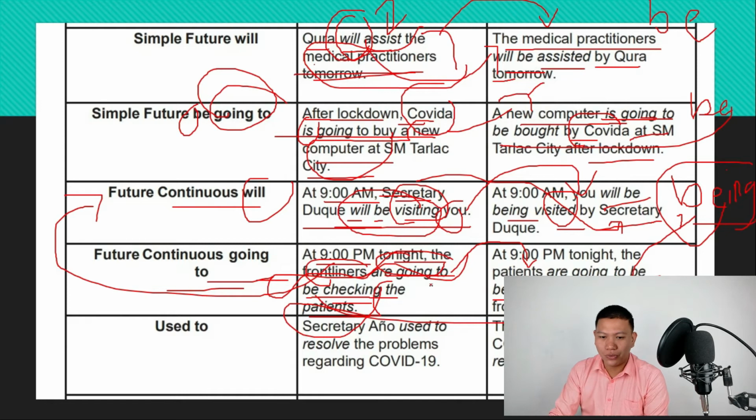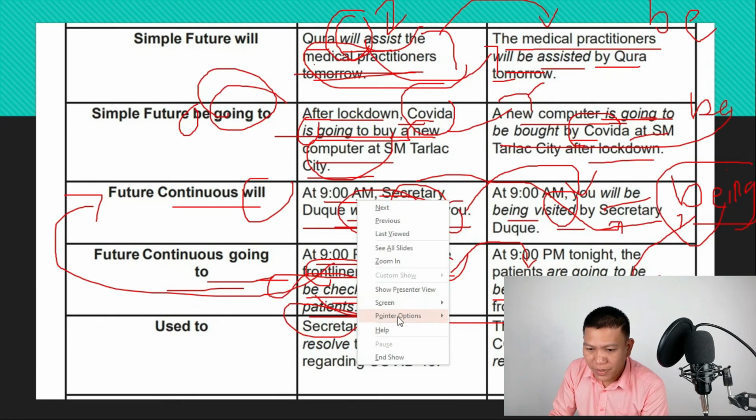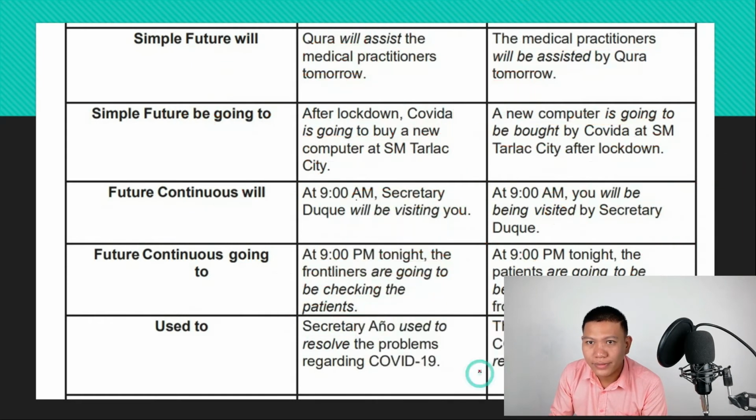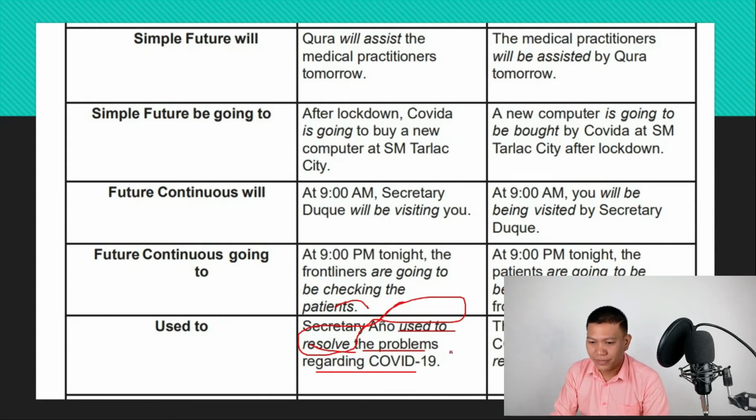And then used to. When we use the verb phrase used to. Okay, let me erase. Secretary Anyo, singular, used to resolve. This is the verb phrase. Used to resolve what? The problems regarding COVID-19. So, the problems becomes the subject. The problems regarding COVID-19, and then used to plus be. Used to be resolved by Secretary Anyo.